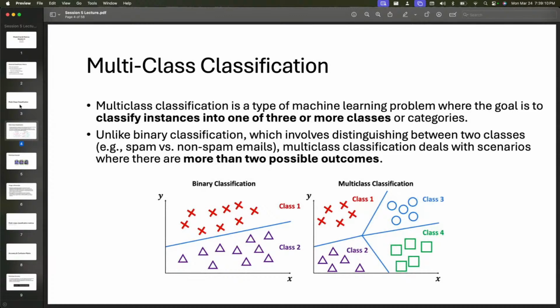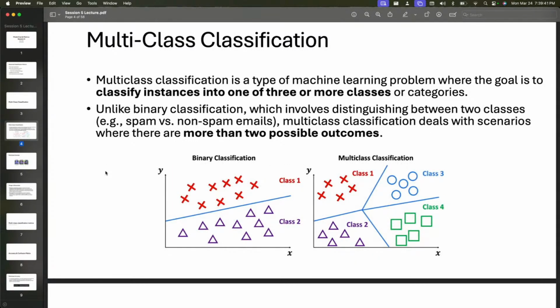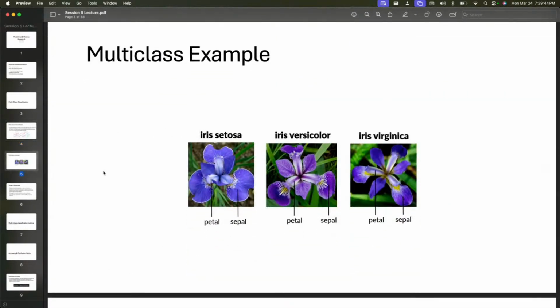So multi-class classification, we already set up this problem, but it's the type of machine learning where our goal is to classify instances into one of three or more classes. When we're creating these decision boundaries now, we are no longer just saying it's either class 1 or class 2. We could have multiple classes that we are putting things into, so a more diverse decision boundary here. You guys have already worked with a multi-class classification problem. The IRIS dataset is a multi-class classification problem where we have the setosa, the versicolor, and the virginica.